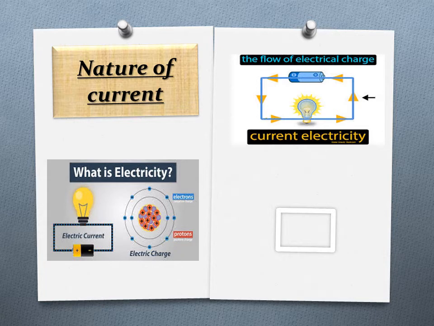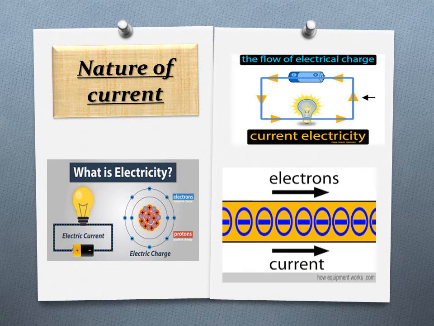Here it is the representation of the flow of electrons or electrical charge through the electrical circuit which is causing the current. The current flow is represented with arrows. Here it is the representation of current in the form of moving electrons through a conductor.